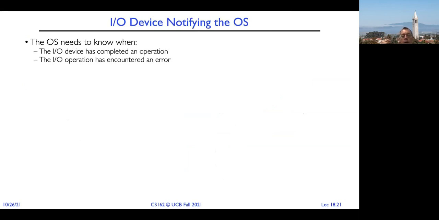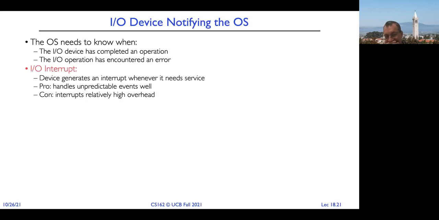So when do IO devices notify the operating system? Two reasons. Think about it from the OS perspective: what do you need to know? On one hand, if you have instructed an IO controller to perform some operation, you want to know when that operation has completed. The second is if there is an error. Okay.